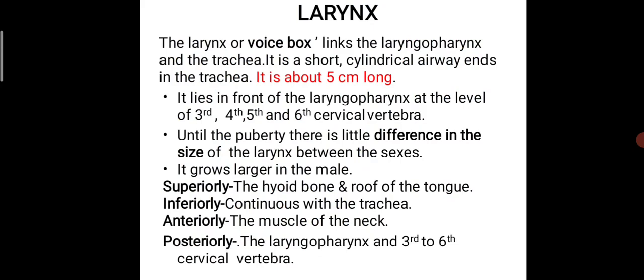Then the next organ is the larynx. Larynx is called the voice box. It links the laryngopharynx and trachea. This larynx is the voice box of our body. Through this the voice comes, and there is a little difference between the male and female larynx. In the male, after puberty, it grows larger as compared to females.